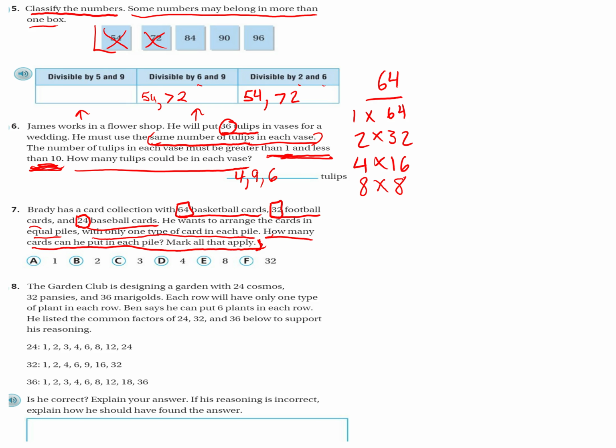Now, let's look at our possible answers. How many cards can he put in each pile? Well, here we're checking all of these. So will 1 work? Yes, he could put 1. 2 will work. 3, do I see any 3s? No. 4, yep, 4 will work. 8, yeah, 2 8s.